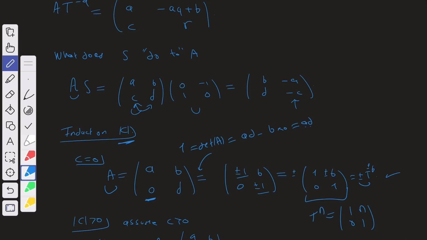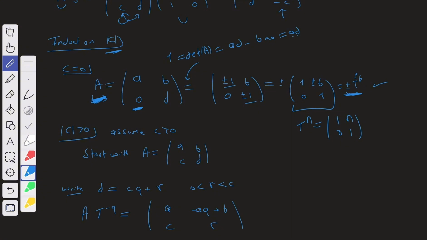To perform induction on the size of C, we see that the base case when C is 0 is trivial, and we can write A as a product of T's and S. So what happens when C is either strictly less than 0 or strictly bigger than 0? First of all, we may assume that C is positive, because otherwise we can just pull a minus outside this matrix and apply the argument we're going to apply right now to this matrix.